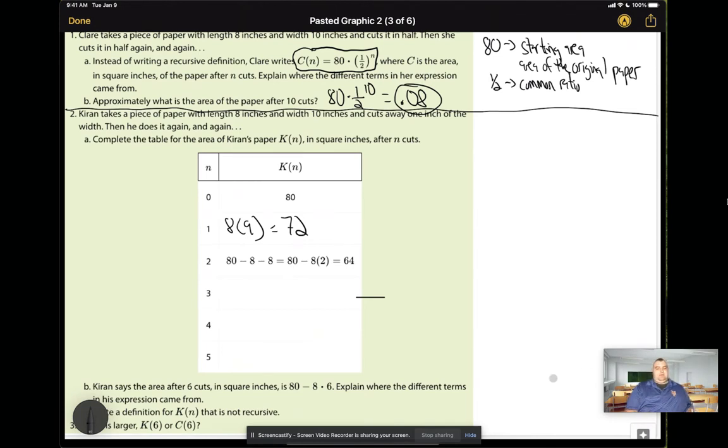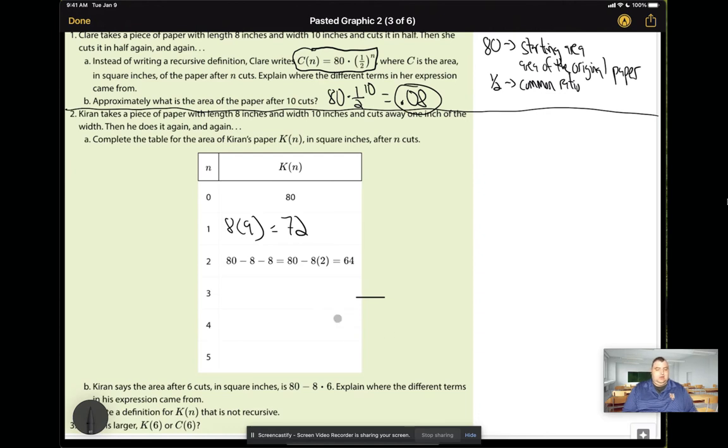Now notice they filled in 2 here. Notice it went down by 8. So for 2 cuts, that would mean he took 2 inches off the width. So the width is now 8 and the length is now 8. So our area is now 64. You could also think of it as subtracting 8 twice, because I subtracted 8 off the area when I made 1 cut. So when I subtract 8 off the area again for 2 cuts, that would give me 64.